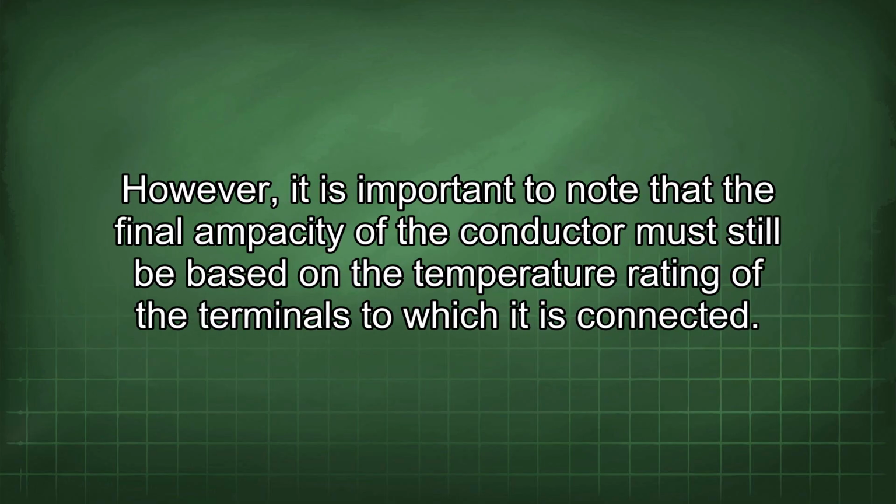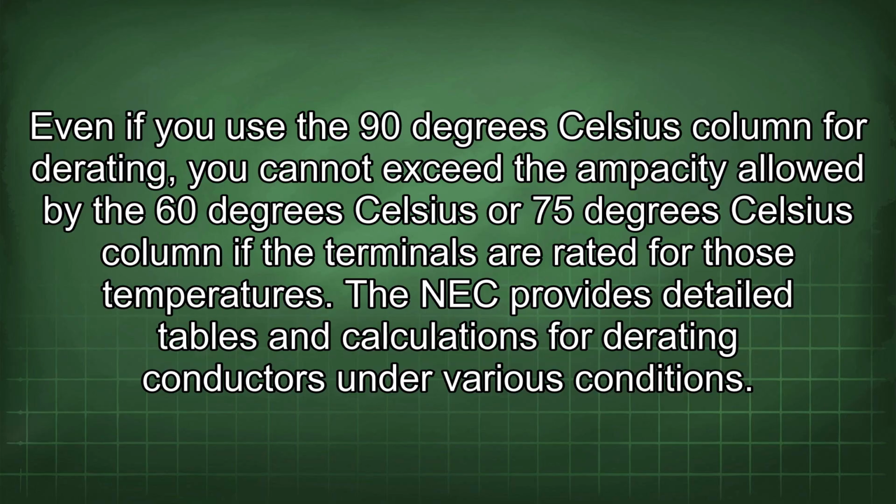limits. However, it is important to note that the final ampacity of the conductor must still be based on the temperature rating of the terminals to which it is connected. Even if you use the 90 degrees Celsius column for derating, you cannot exceed the ampacity allowed by the 60 degrees Celsius or 75 degrees Celsius column if the terminals are rated for those temperatures. The NEC provides detailed tables and calculations for derating conductors under various conditions.